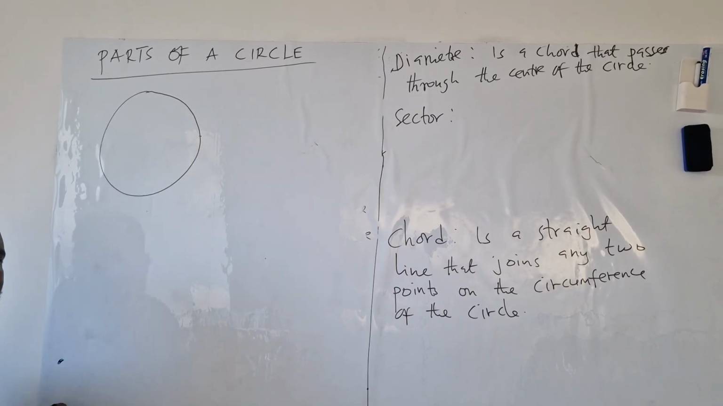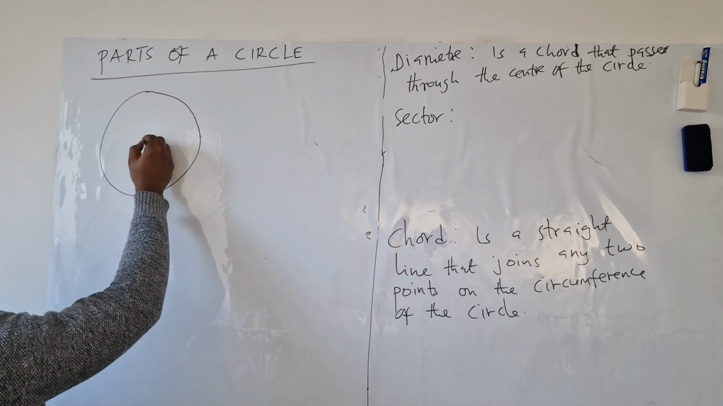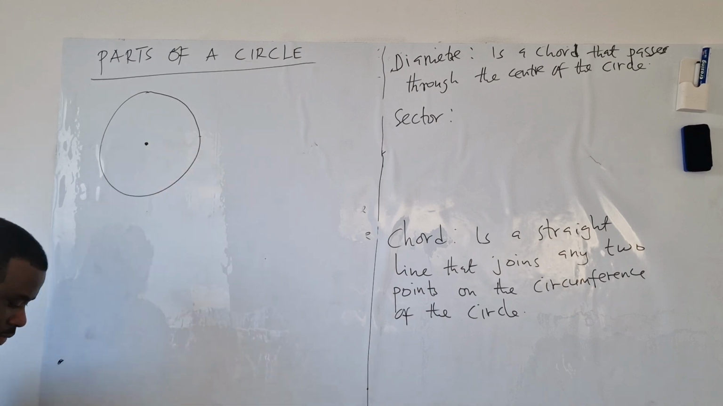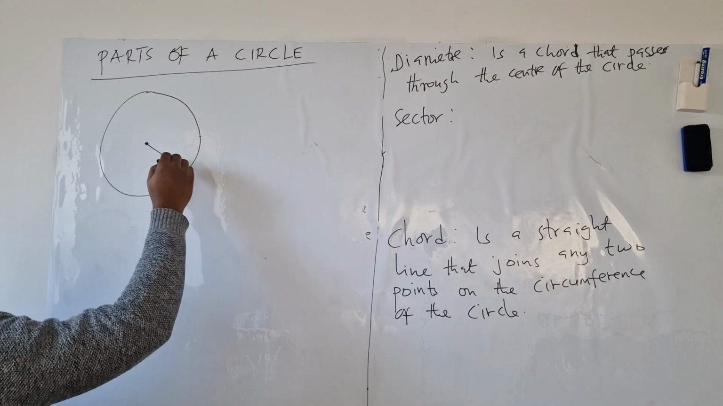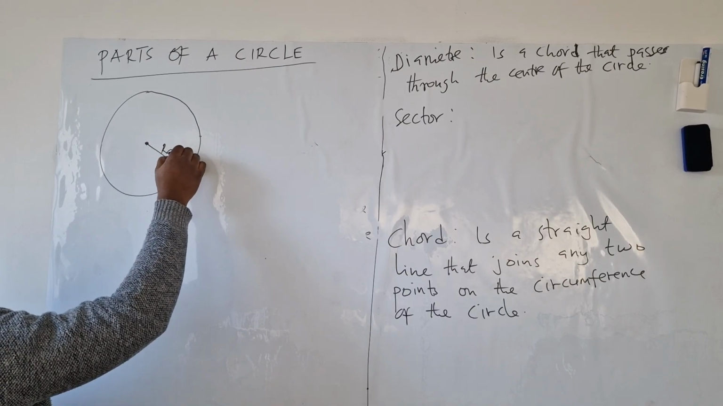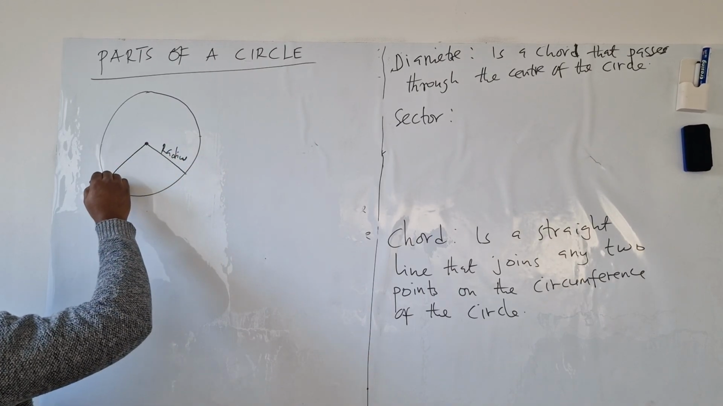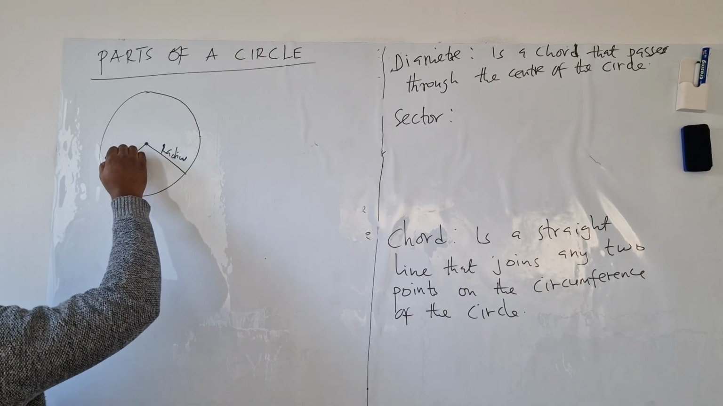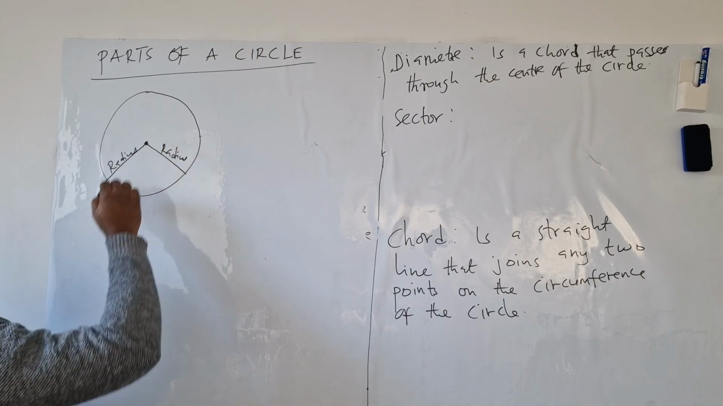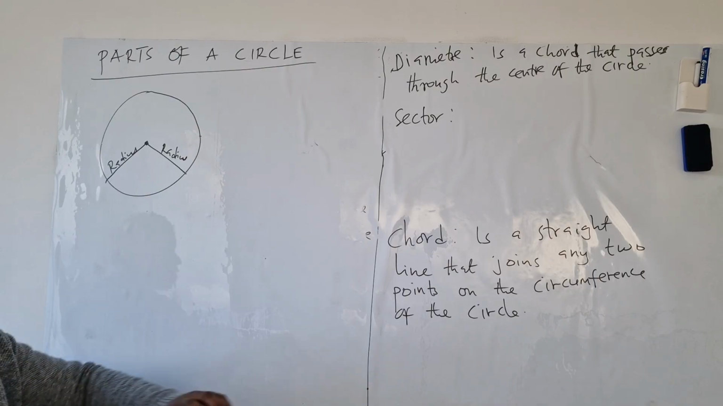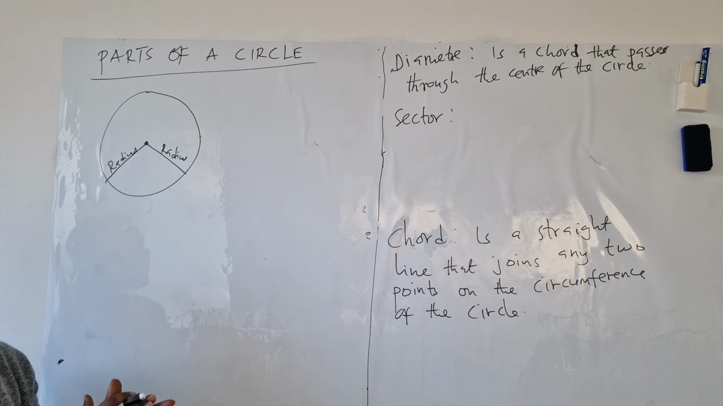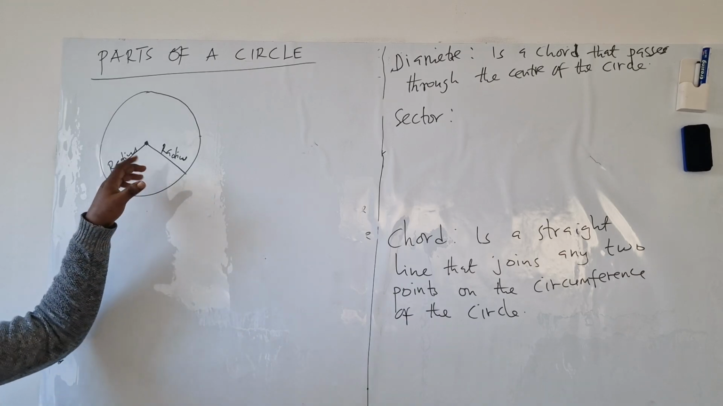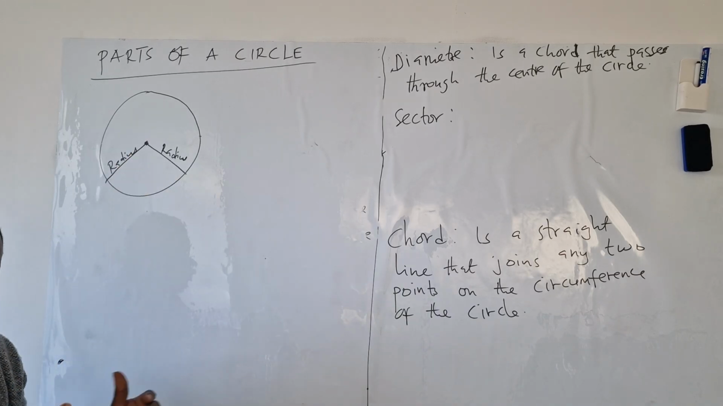Now let's show the sector of a circle. Let's say this is the center of our circle, the middle part of the circle. Then we have one radius here, and another radius here. Within these two radii, you can see that there's an area, and that region is bounded or enclosed by two radii.